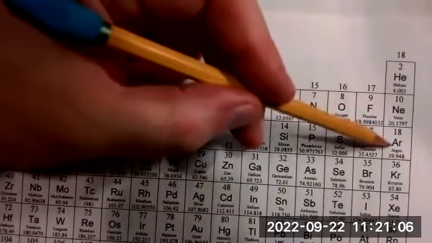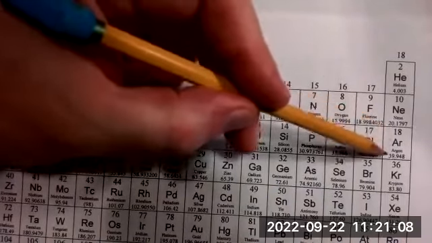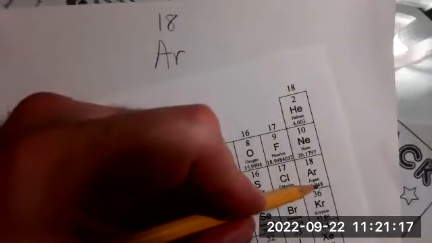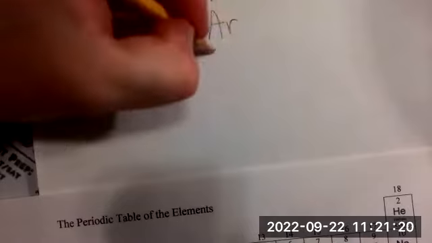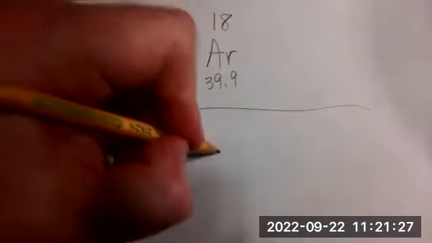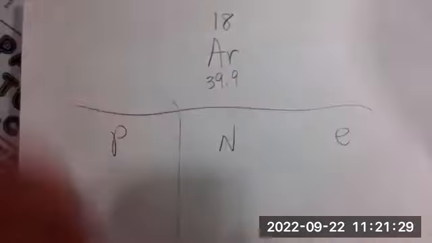Okay, you want to do one more and then we'll be done. This is pretty easy stuff. So let's look at something a little bigger. How about argon? Argon, noble gas number 18 on the periodic table. So we take our argon, I'll rewrite it for you here, Ar, there's the symbol, it's number 18. And we can see it has 39.9 written below it. So protons, neutrons, and electrons.